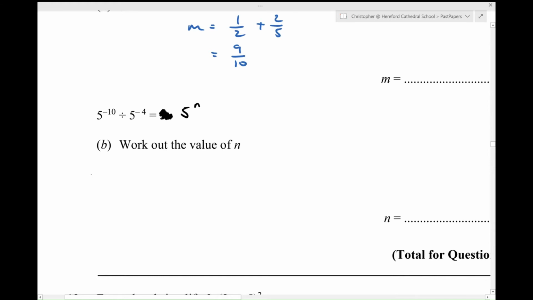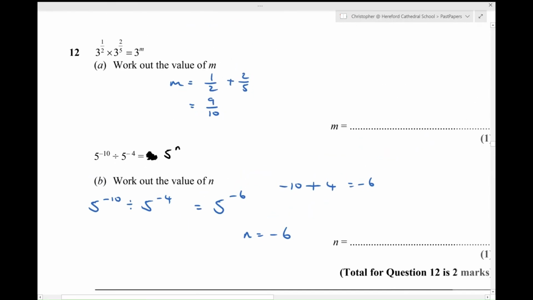And let's have a look at this second one here. 5 to the power of minus 10 divided by 5 to the power of minus 4. Well, I know when I divide, I subtract the indices. So I'm going to have minus 10 minus minus 4. That's minus 10 plus 4, so it's minus 6. So the answer to that is 5 to the power of minus 6, and so n will be minus 6. And that is question 12 complete.